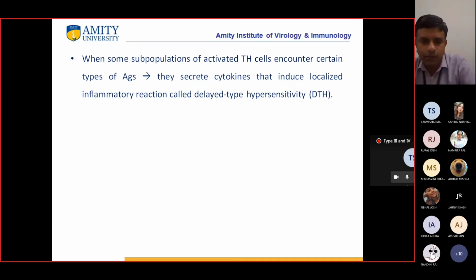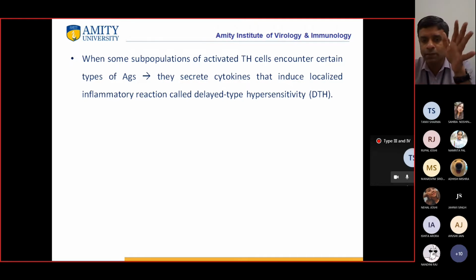So in this case, when some subpopulations of activated T helper cells encounter certain types of antigens, what happens? They start to secrete cytokines. And you know what cytokines are. Cytokines are basically kind of messengers which interact with other cells and give a message. And they induce a localized inflammatory reaction which is called delayed type hypersensitivity.